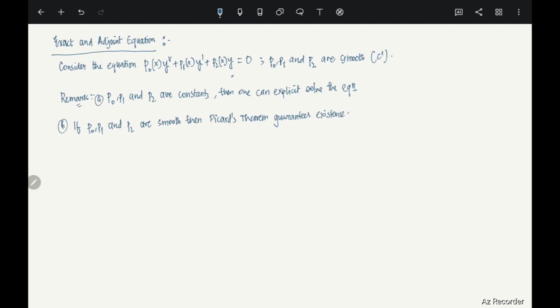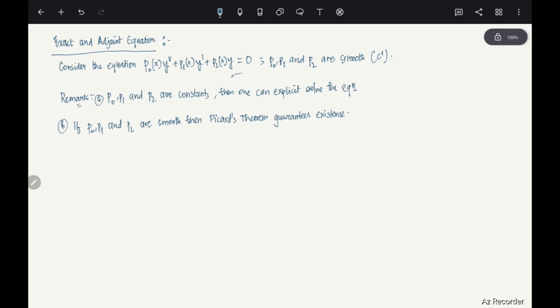Now what we want to do is this: is it possible to explicitly solve? Giving an existence theorem is fine, but can you solve this problem? As you have seen, the variable coefficient equation can be very tricky, even for some simple coefficients. Even for simple functions it becomes very difficult. But there are some instances where this is very easy to solve. How to do that? Here comes the idea of exactness.